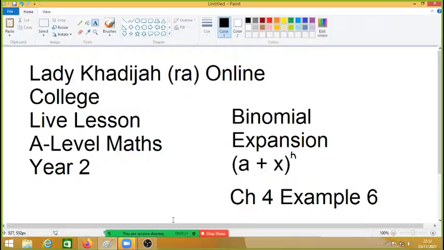Live lesson, A-level maths year 2. This lesson is carrying on with the last few lessons on binomial expansion, but this time we're going to take a look at how we handle it if you don't have a 1 in the beginning of the bracket. So far up until now, it's always been 1 plus something or 1 take away something. And this time we're going to see how we handle it if there's not just a 1 there. If you're following through in the Pearson Edexcel book, it's chapter 4, example 6.